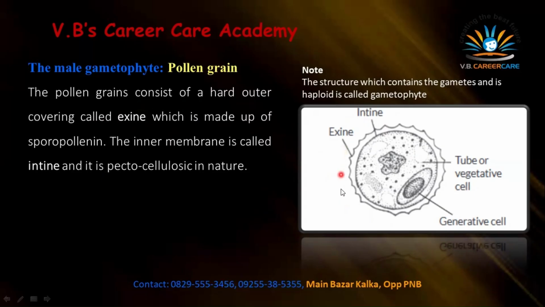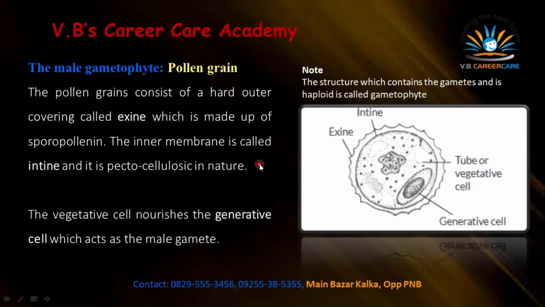The pollen grain has a very hard outer covering, the exine, made up of a chemical known as sporopollenin, which is one of the most resistant organic chemicals in the world. The inner membrane is the intine, and it is pectocellulosic in nature, made up of pectose and cellulose. There are two kinds of cells in the pollen grain. The first is the large tube cell or vegetative cell, and the other is the generative cell, which is actually the male gamete. The vegetative cell nourishes the generative cell.